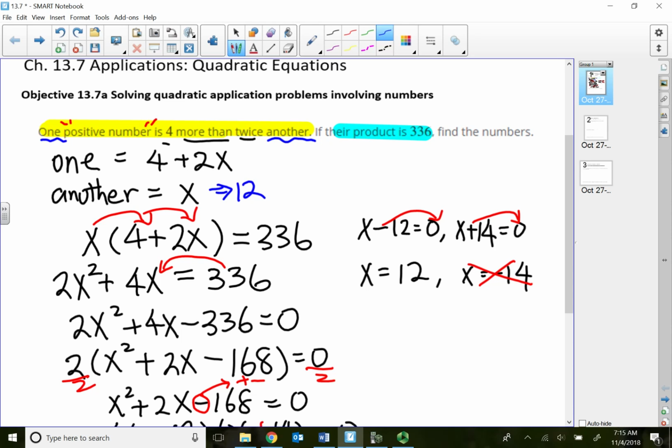My one number is going to be 4 plus 2 times 12. 24 plus 4 is going to be 28. All right, so these two are my answers.